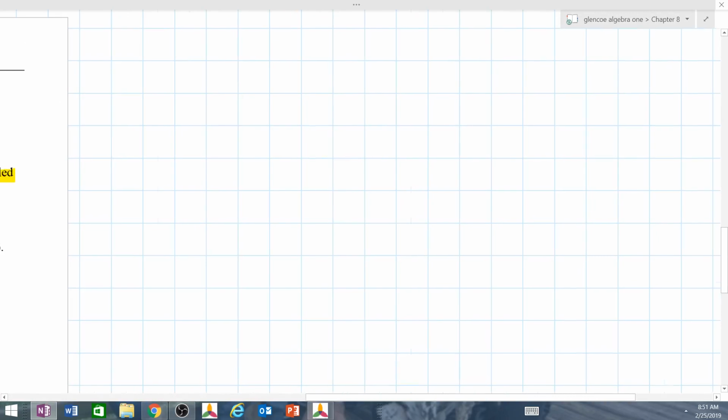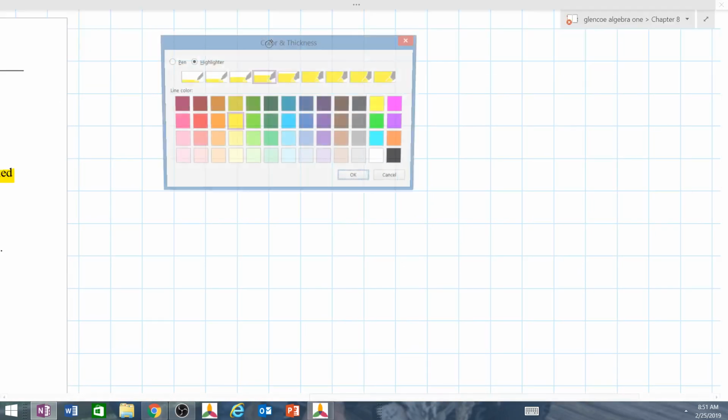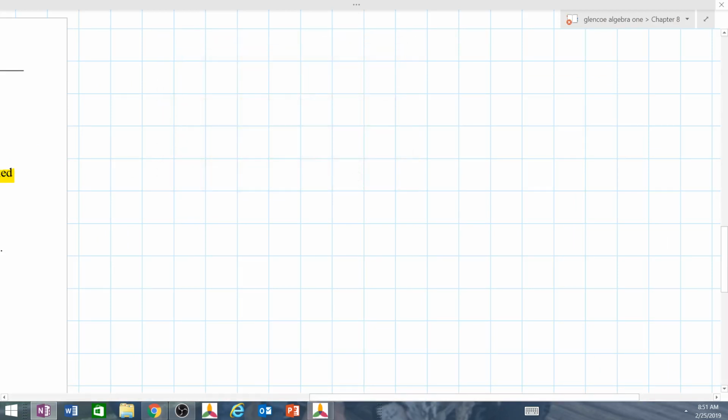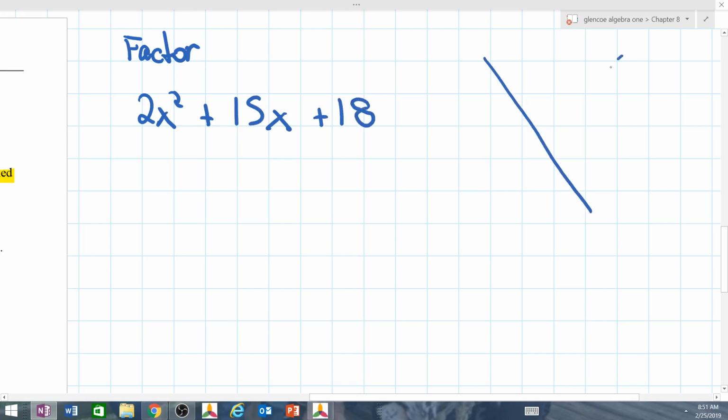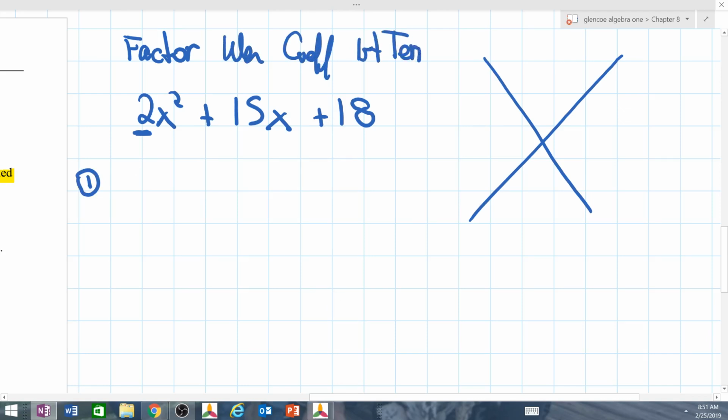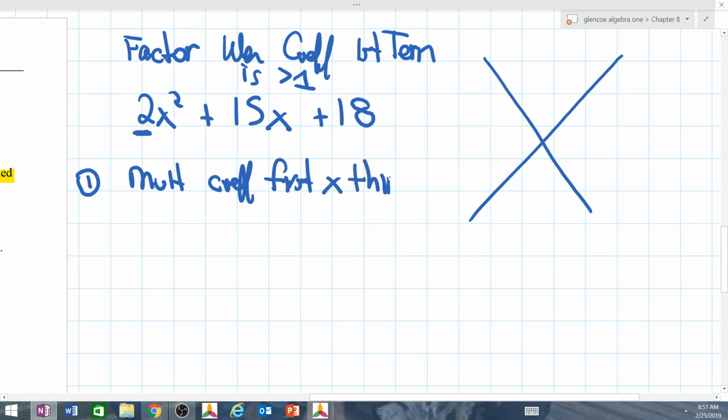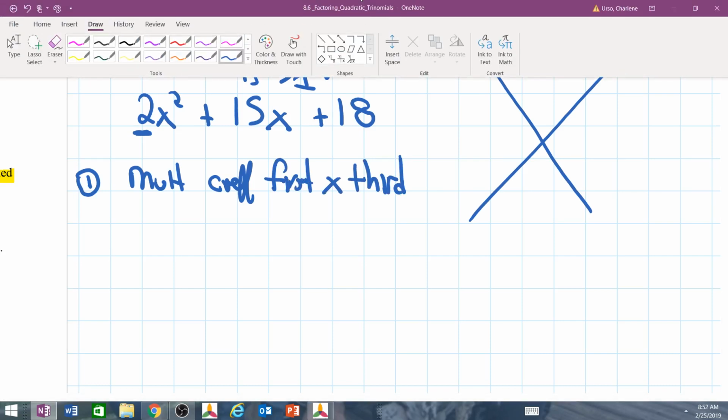So let's go ahead and do that problem right here for you guys. We want to factor 2x squared plus 15x plus 18. We're going to draw our x. Now, because the coefficient of the first term is greater than 1, these are the steps. You multiply the coefficient of the first times the third. Let's get rid of the x, not to confuse anybody.